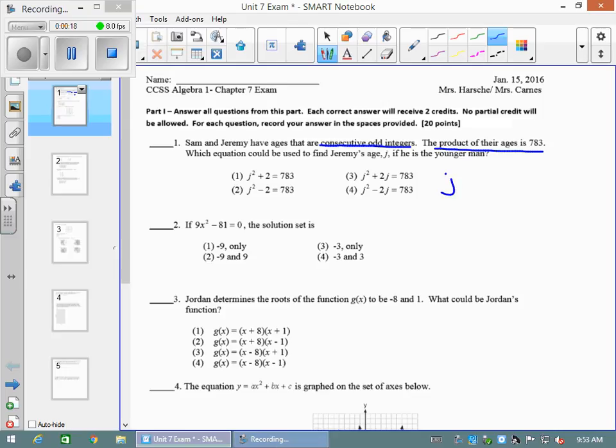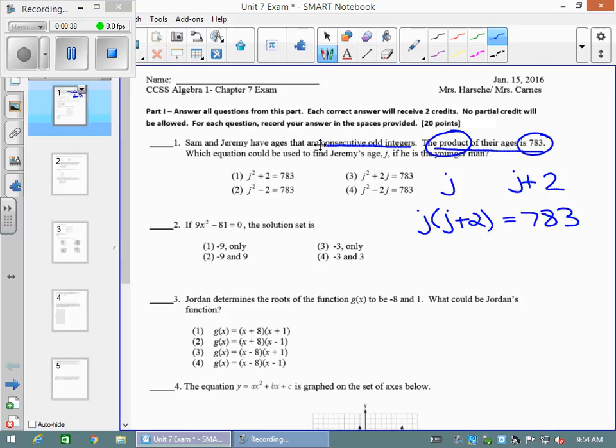So if Jeremy is the younger man, then the next consecutive odd integer would be J plus 2. Now we're talking about product. So if I show the product, that means multiplication. So that would be J times J plus 2. And they're telling me it is 783.